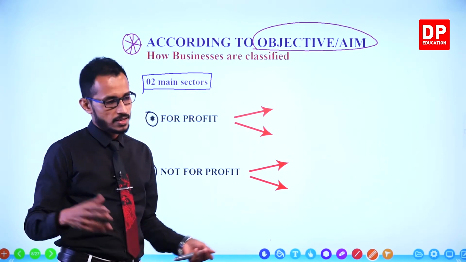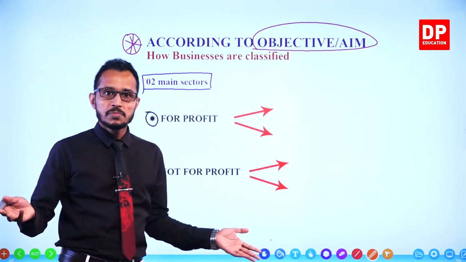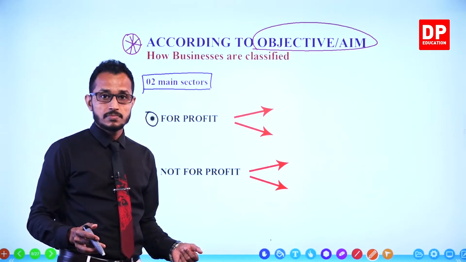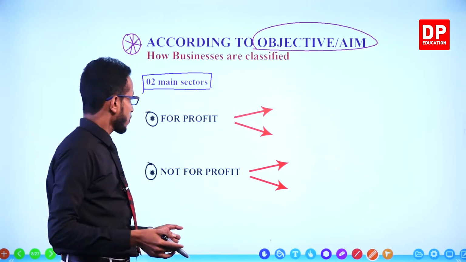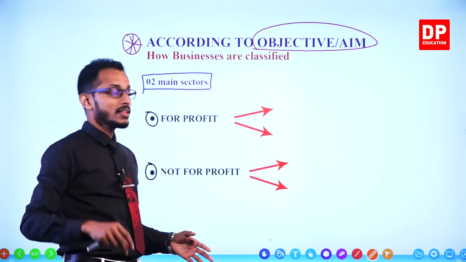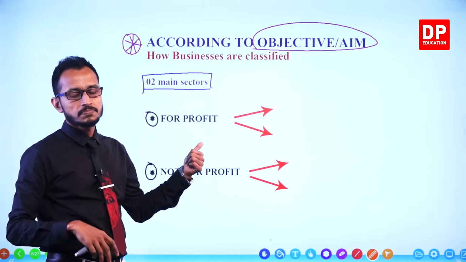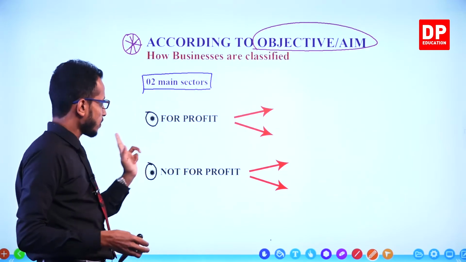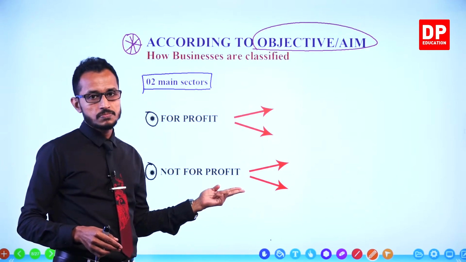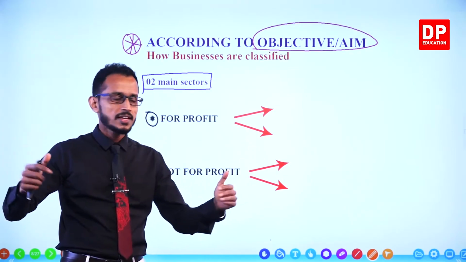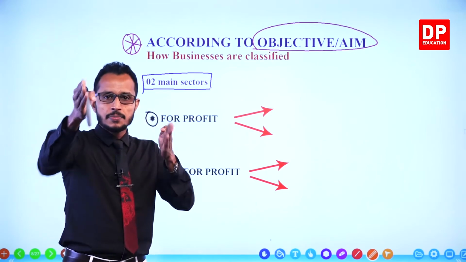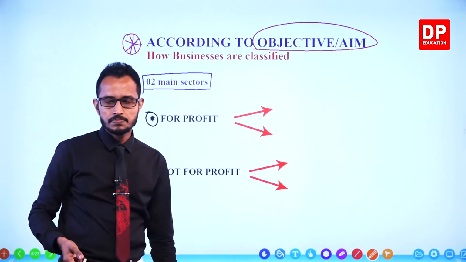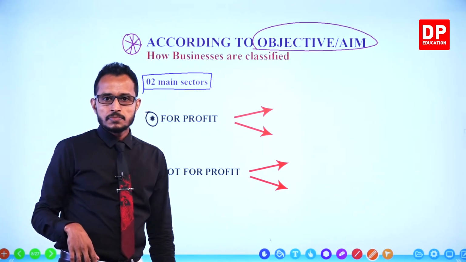Of course, you were thinking that all the businesses have only that aim, profit. Well, most of the businesses have that motive or objective, but there is another group of organizations which are not for profit. They don't aim, they don't intend, or they don't target to earn a profit. That's not their main purpose. Surprised?